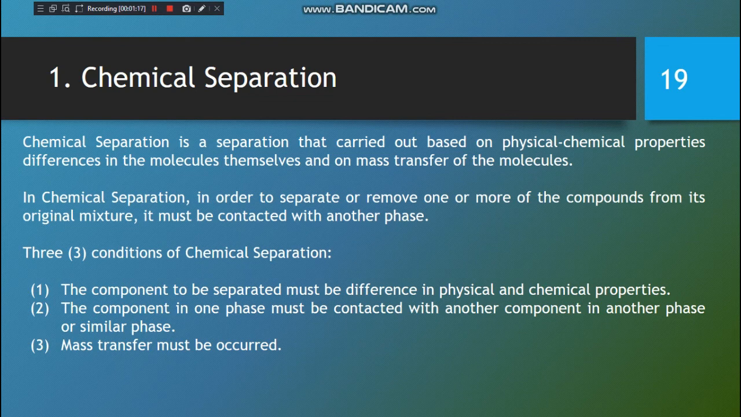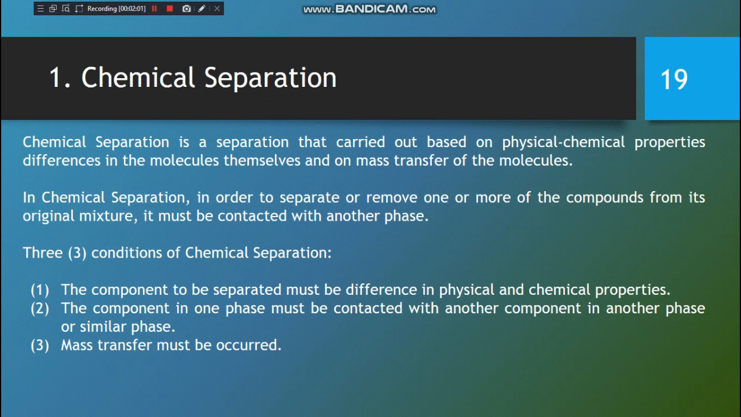phase. So based on the description, it can be understood that three conditions of chemical separation must exist. First, in terms of physical and chemical property differences, it means that the mixture consists of compounds with different physical and chemical properties. And the second one is two-phase, concerning the state of the mixture, either solid, liquid, and gas or vapor. This is related to the arrangement of the atoms or molecules of the compound, which has been covered in general chemistry. You already learned it in general chemistry.